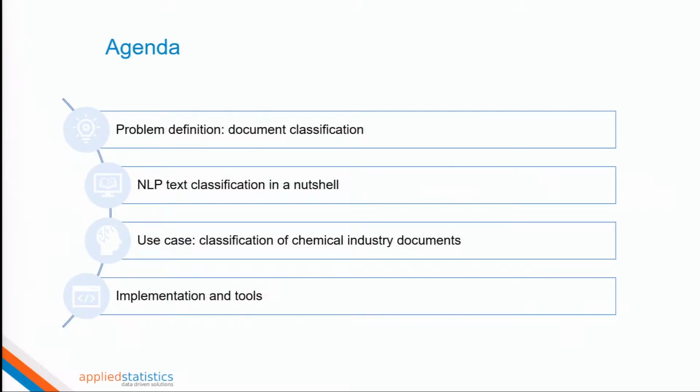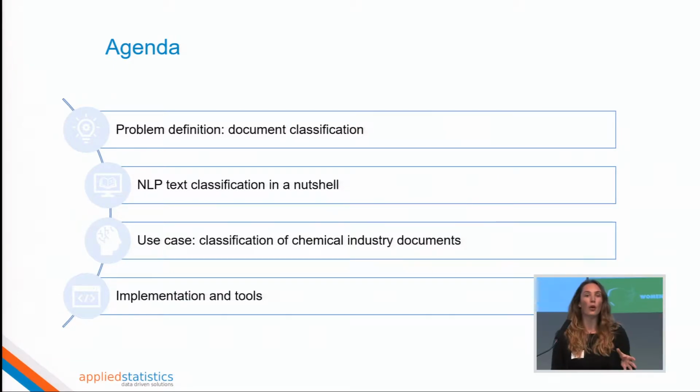So maybe a few words about the agenda, so what I'm going to tell you today. First of all, we're going to start with the problem definition, so document classification. Why is this even important? Why is it useful? Then I'll give you a quick overview of NLP text classification in a nutshell, so what are the methods that are used to accomplish this. Then I talk a bit about the use case of the project we were working on, and if there is time left, I'm not sure about it to be honest, I'll also give you a short overview about the tools we used and how we implemented this.